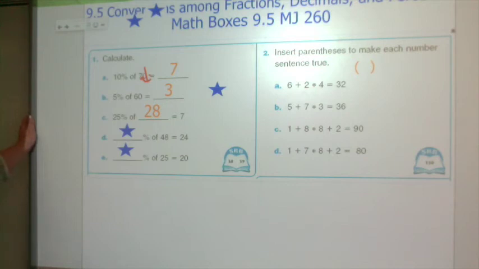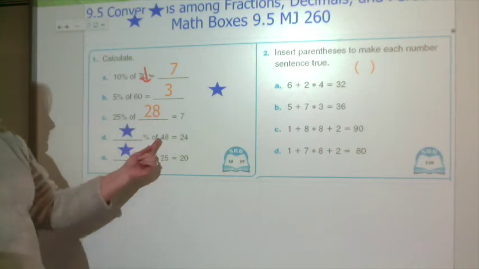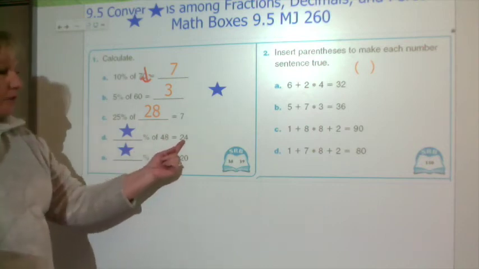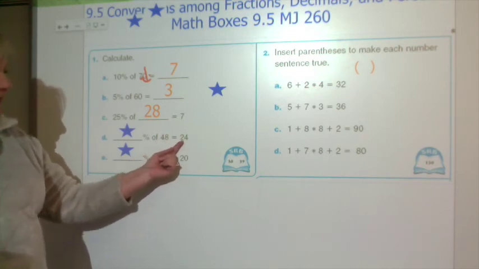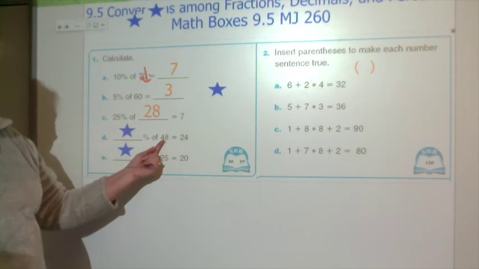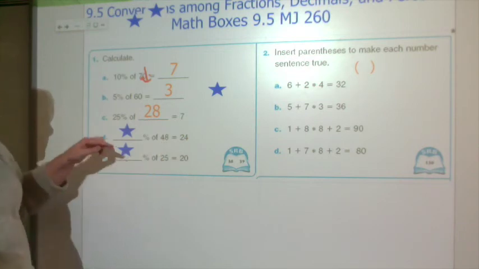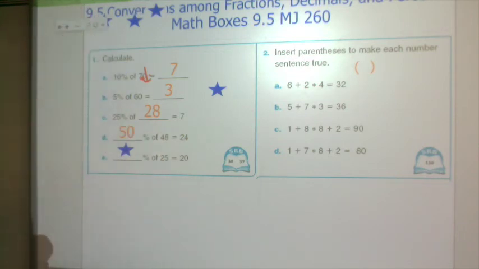Okay, next two. Letter D. What percent of 48 equals 24? Now look at these. We probably don't have to do this on our calculator. You know something about these. Look at these two numbers. That looks like half to me. 24 is half of 48. I think everybody agrees. 50%.